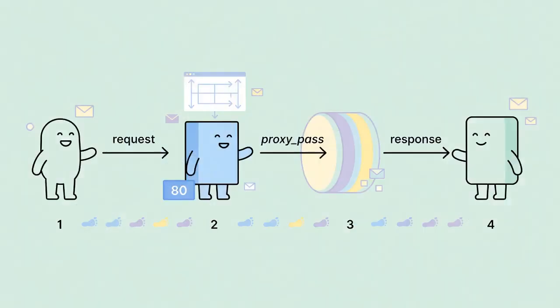Putting it all together, the client connects to Nginx on port 80. Nginx matches the request against its location blocks. It applies proxy_pass to forward the request to the right upstream. The backend generates a response, and Nginx returns that response back to the client. The backend never touches the client directly. And that's the entire point of a reverse proxy.